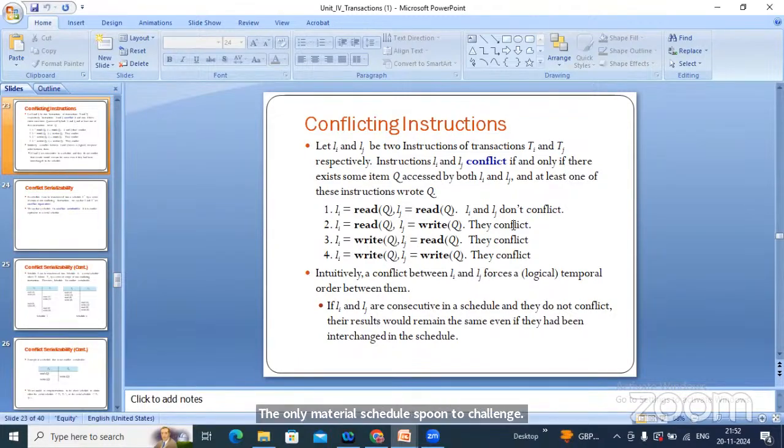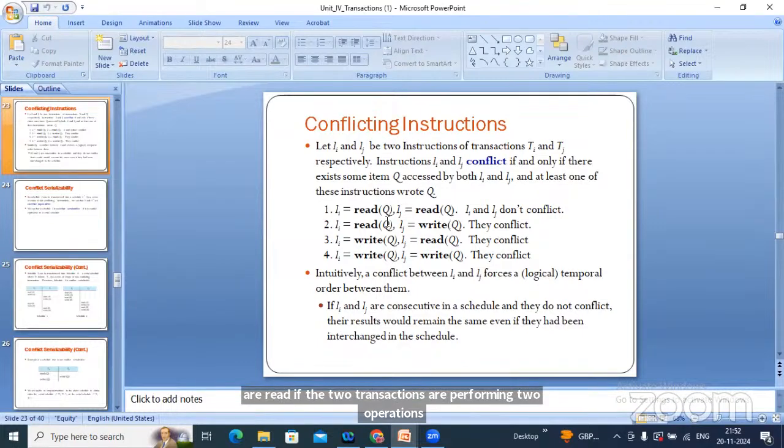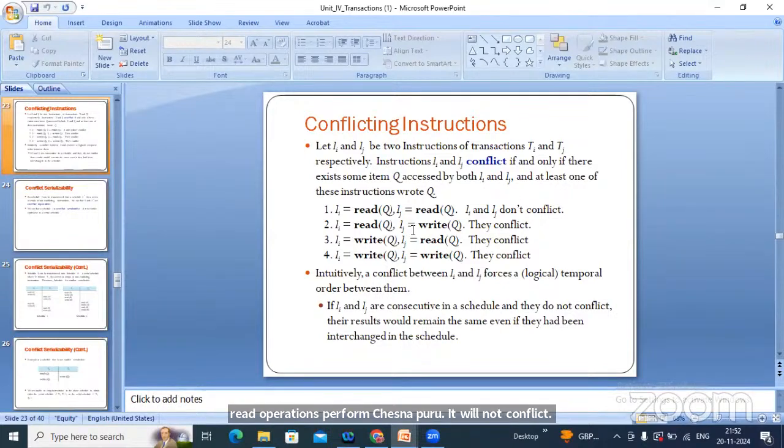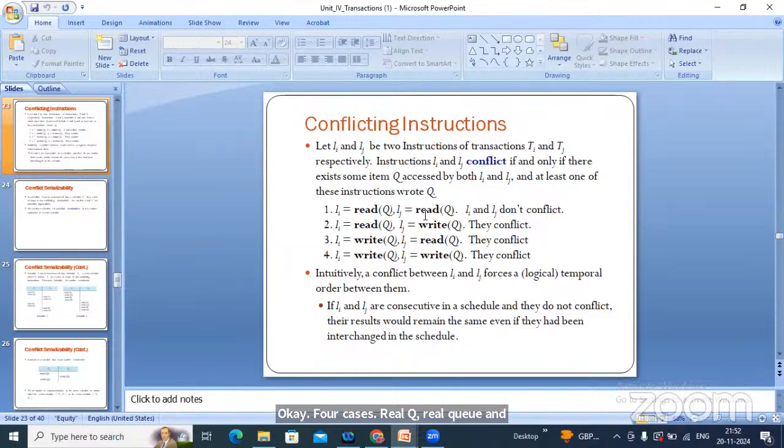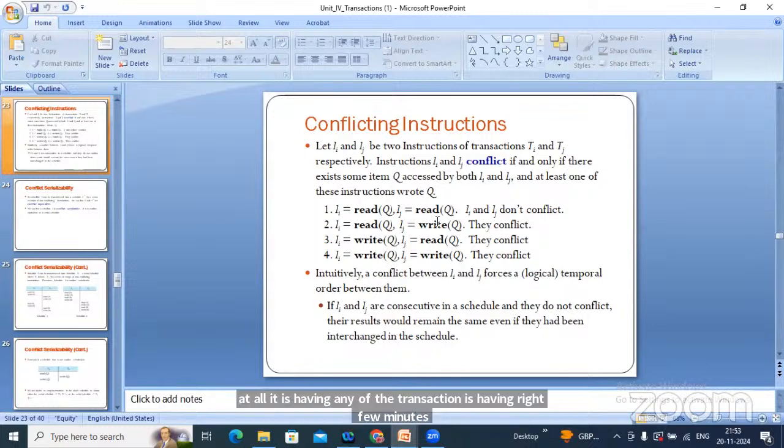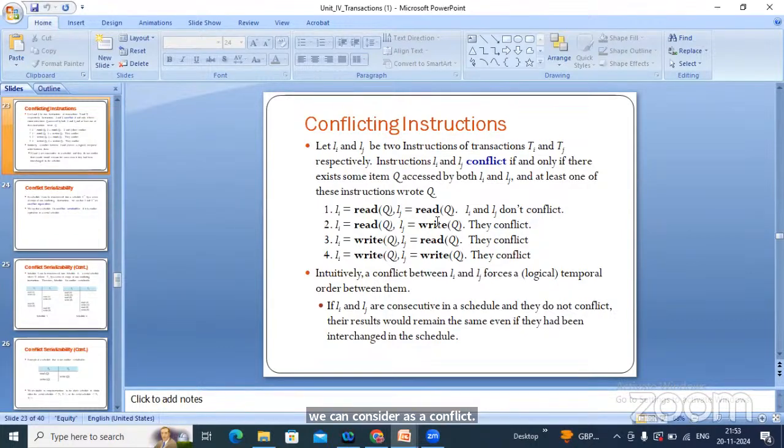Non-conflict operations: there are 4 cases here. What are they? Read-read. Read-read means both are reads; if two transactions are performing two read operations, it will not conflict. If any one of the transactions has a write operation, then they can conflict. Okay, remember this, 4 cases. Read-read means it will not conflict. If any of the transactions has a write, we can consider it a conflict. See the example here.